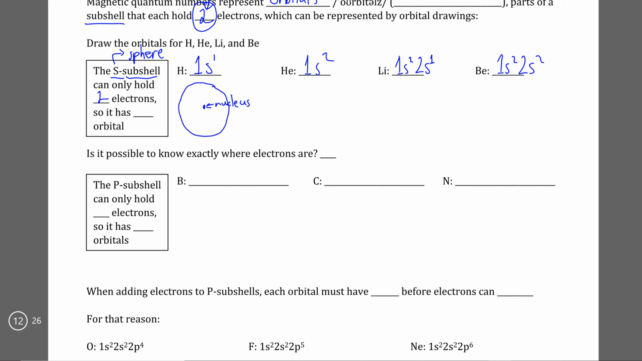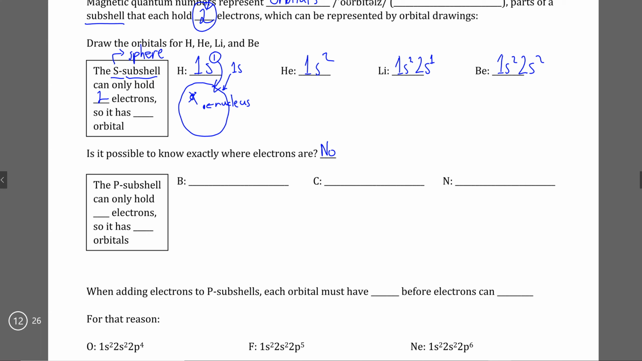Again, we know that the S stands for sphere, so what I have drawn here is the 1s subshell, the 3D space in which hydrogen's 1 electron can be. So that 1 electron is somewhere in there. But if we remember the Heisenberg uncertainty principle, is it possible for us to know exactly where electrons are? The answer is no, which is why if you draw that there's 1 electron floating around here, that's technically incorrect because we don't know where that electron is. All that we know is that it is somewhere within this space here.